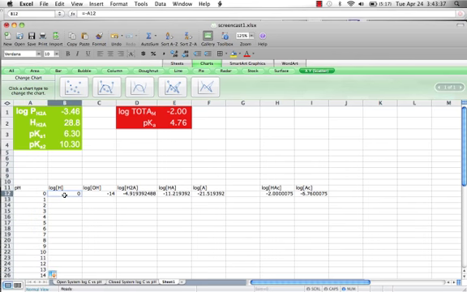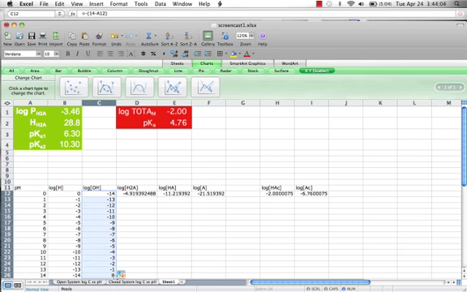And our log of our hydronium concentration is going to be the negative of the pH. Notice that pH is already in log units. That's the definition of pH. And then for our log of the hydroxide concentration, it's going to be 14 minus the pH, and the negative number of that. It'll share an opposite relationship with the hydronium concentration.